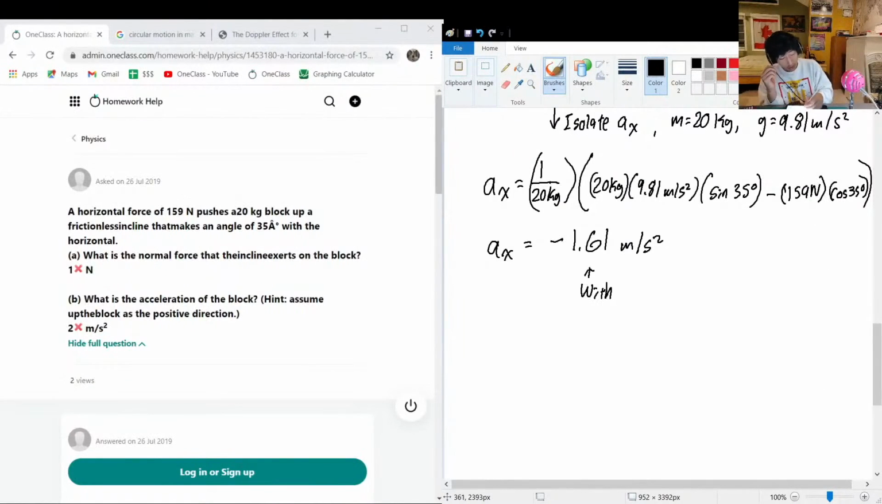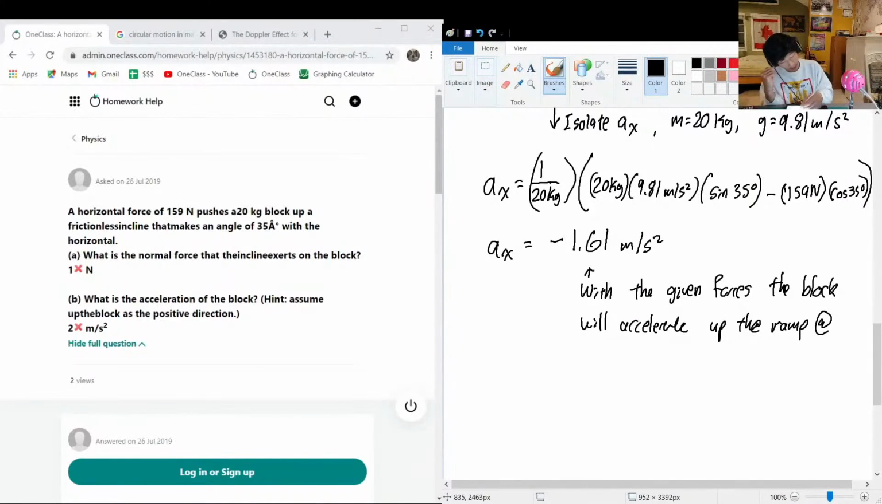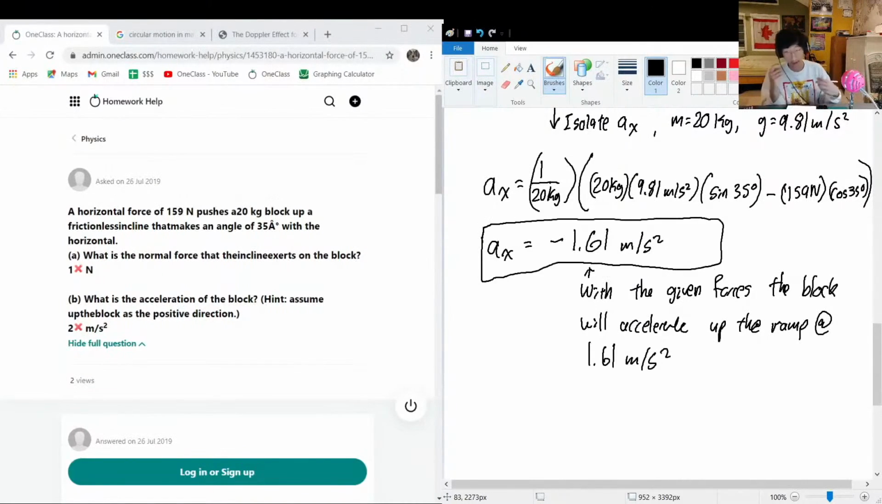So with the given forces, the block will accelerate up the ramp at 1.61 meters per second squared. That's going to be our final answer, and that resolves the second part of our question, and that's the final part of our question, so we can call it a day.